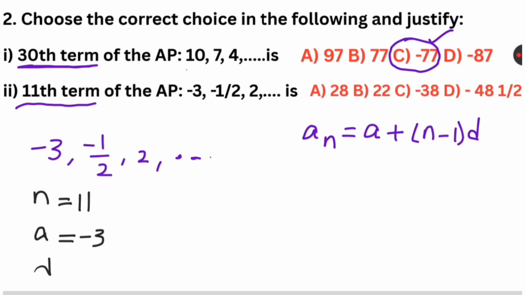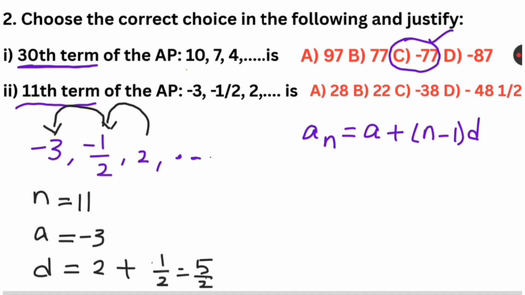Now find out the common difference. How can you find the common difference? Either you can do the second term minus first term, or you can do third term minus second term. Any one you can do. So let's do third term minus second term. That is 2 minus 1 by 2. Here minus into minus is plus. So 2 plus half gives 5 by 2. So that is our d.